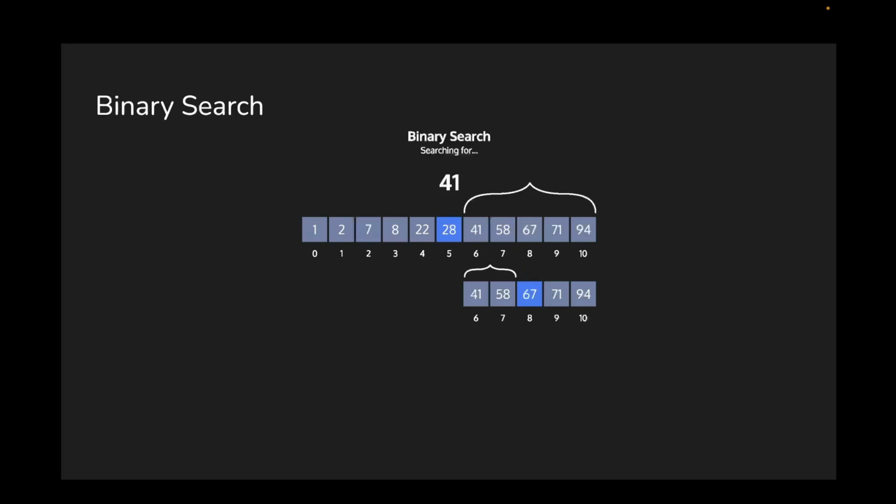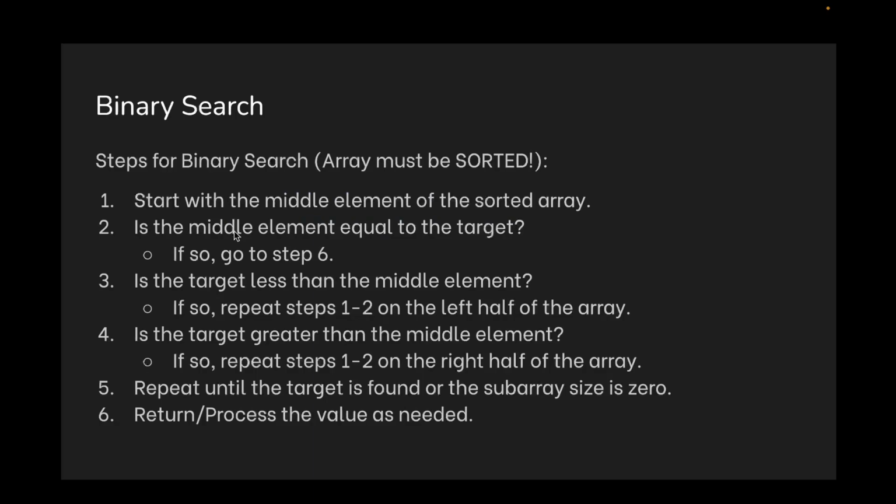Alright, another question. If the target is the same number as the middle element, then we would just return our processed value. Yeah, that's correct. If the target is this value, then you would just return that. So that's why we have a step to check is the middle element equal to the target. Then we can directly skip all of these. So yeah.